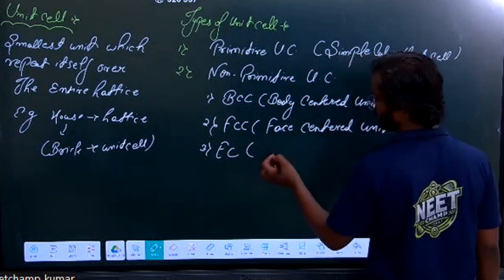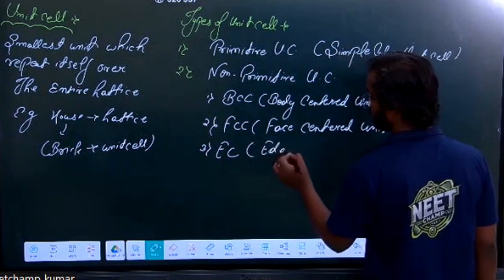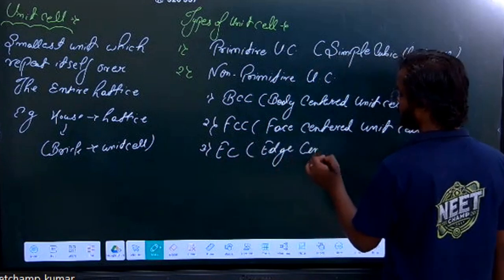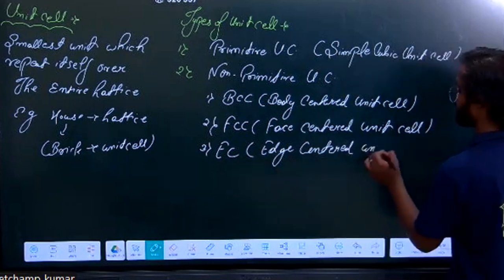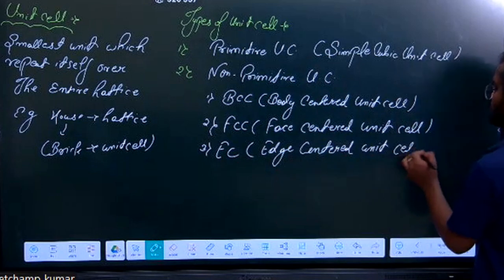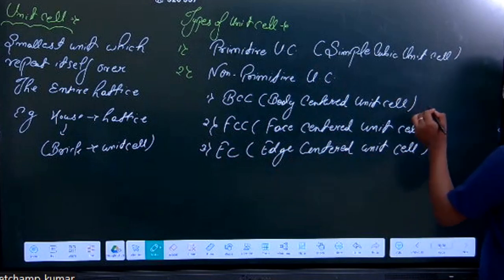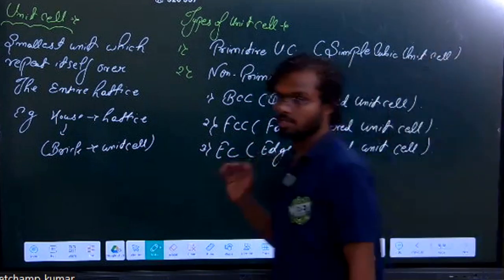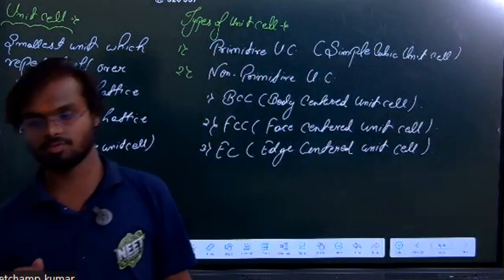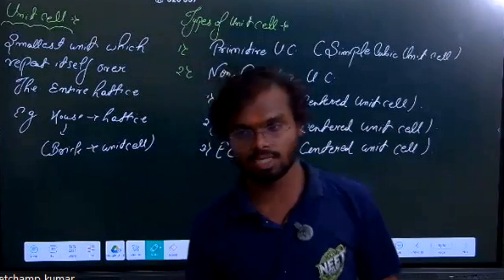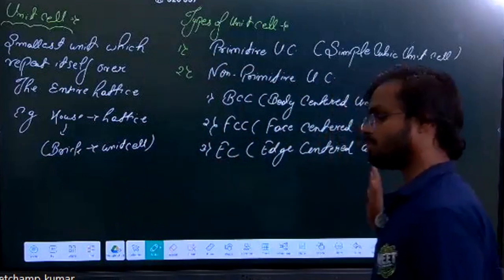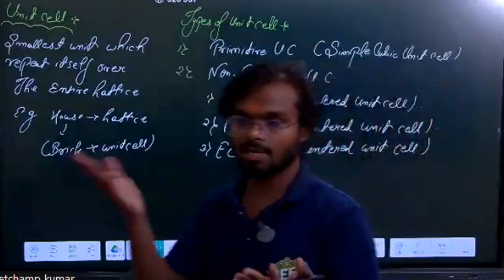That is EC, or you can say that is edge centered unit cell. So these are the different types of unit cell we have in this chapter. Some other unit cells are also there, like SCP and others. We will discuss that later.